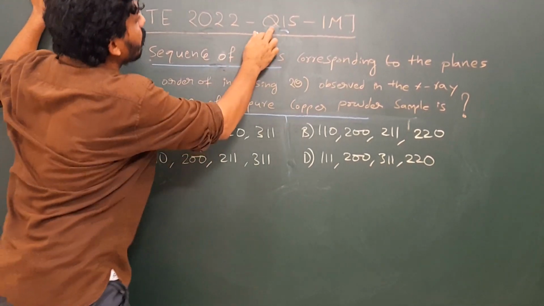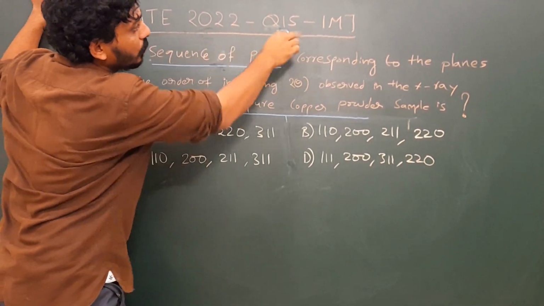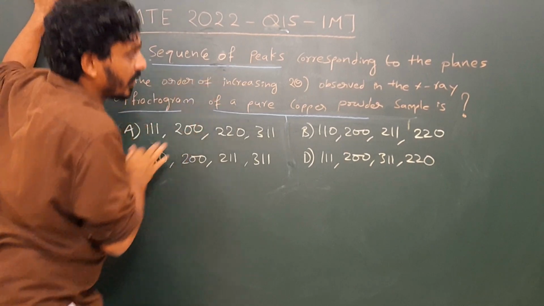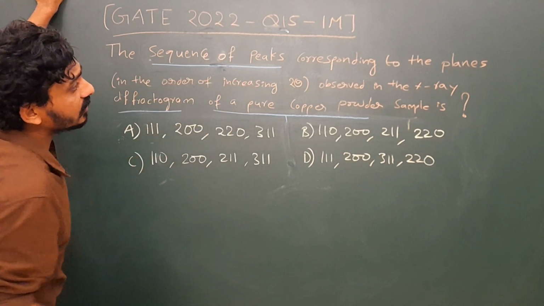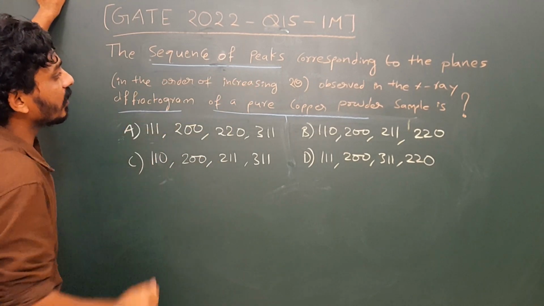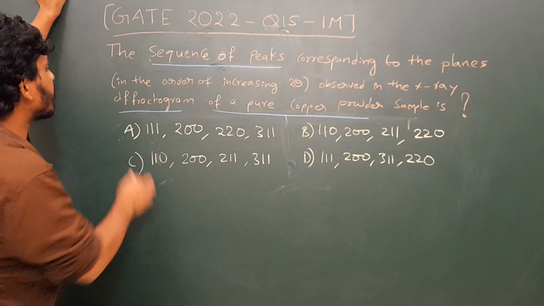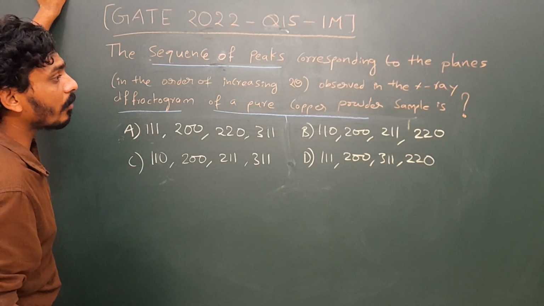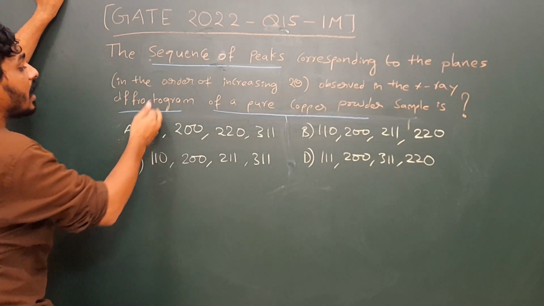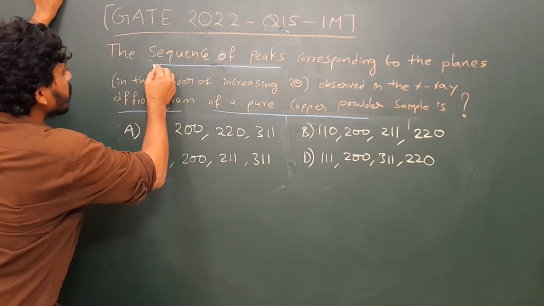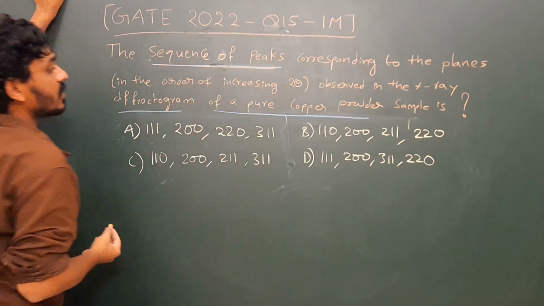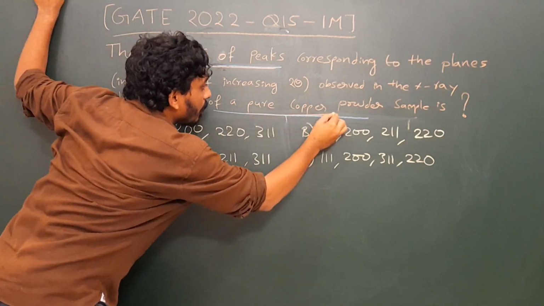So let us see question number 15 from GATE 2022, which is a 1 mark question from X-Ray Diffraction. If you read out the question: the sequence of peaks corresponding to the planes in the order of increasing 2 theta observed in the X-ray diffractogram of a pure copper powder sample is. So that's the question, and it actually gives some options.